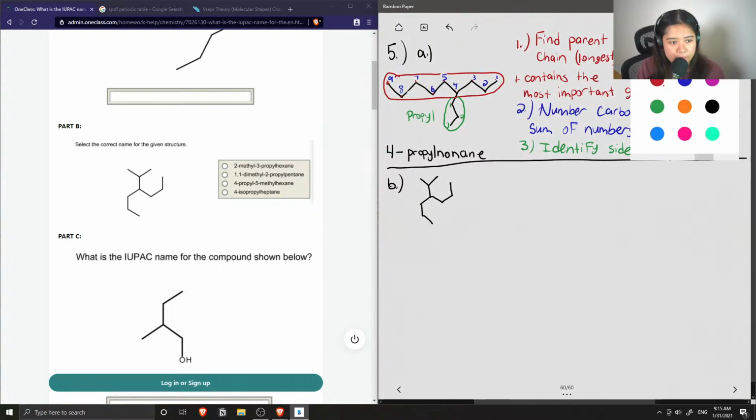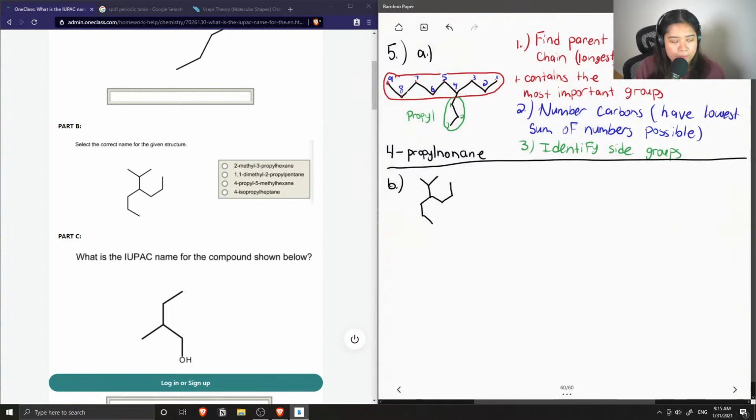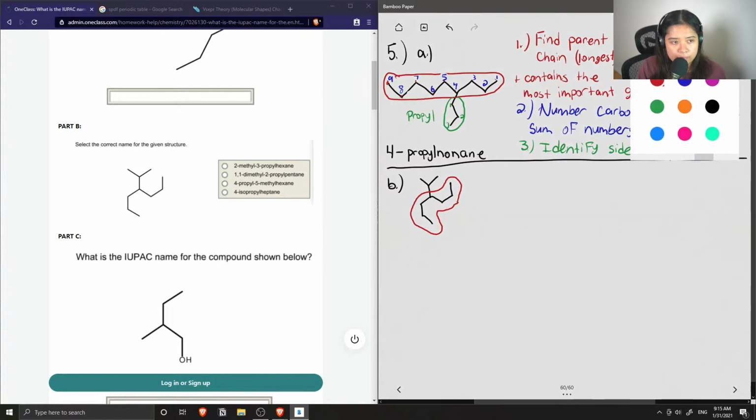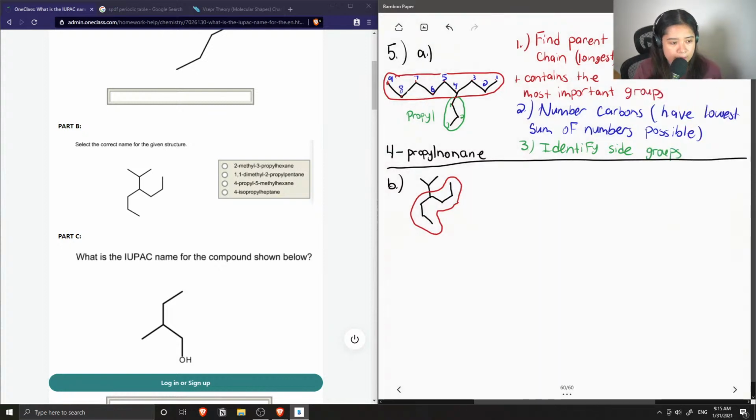Okay, and again, we want to circle the longest parent chain with the most important groups. So again, it's just carbon and hydrogen, so we basically just need to circle the longest chain. I'm gonna make room to write some numbers in as well. And we get the following for the longest chain. And now I want to number my carbons. So we'll see where our side group is, and it's kind of in the middle here.